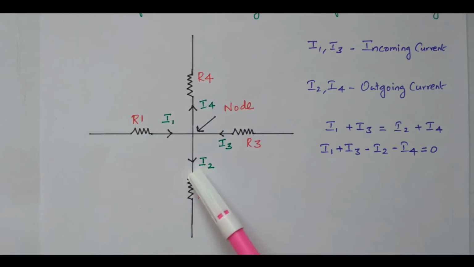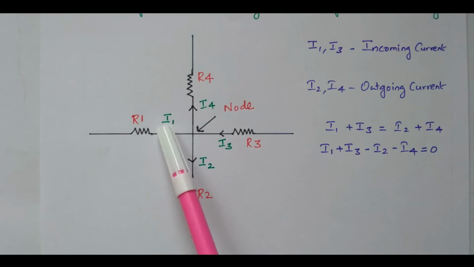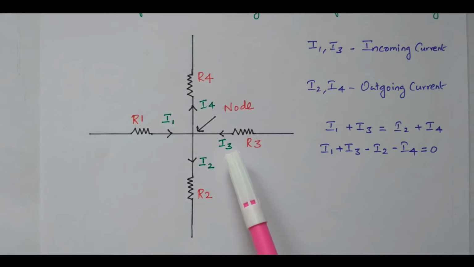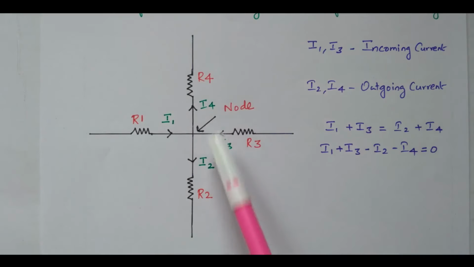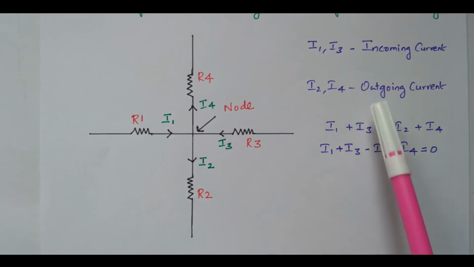See the current direction. I2 and I4 are going away from the node. So I1 and I3 are going towards the node, I2 and I4 going away from the node. So I1 and I3 are taken as the incoming current. I2 and I4 are treated as the outgoing current, right? Going away from the node.